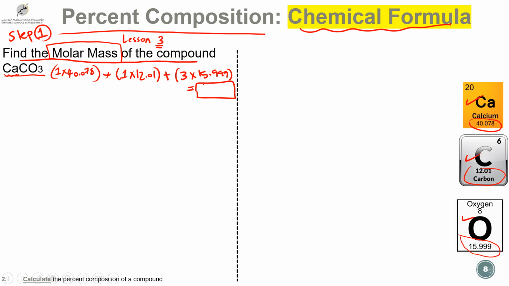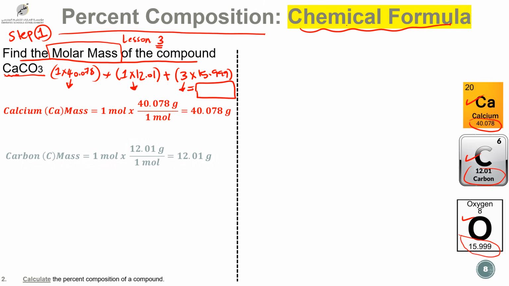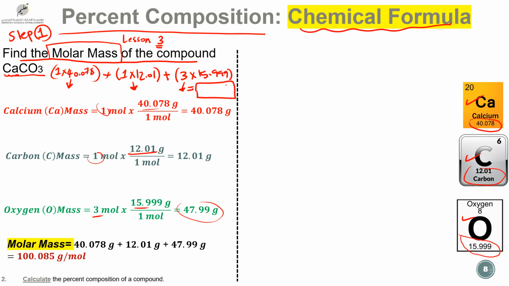That's it. Okay, and we can do it this way, calculating this one separately, this one separately, and this one separately. Which is what I want you to do when you find percent composition from chemical formula, and I'll show you why. 1 times 12, 1 times 40, and then 3 times 15.99. Then you add, right? So your answer will be 100.085 grams per mole. This is the molar mass.